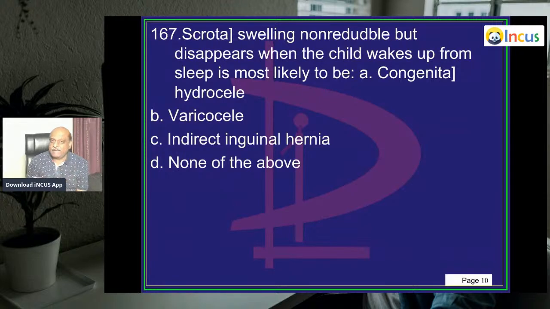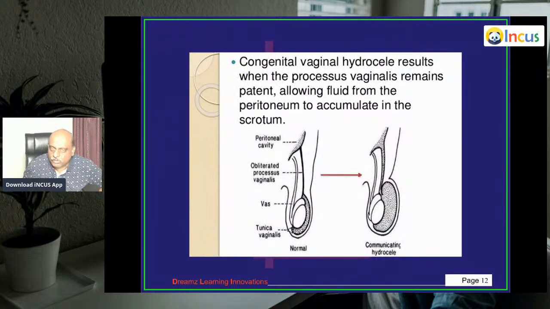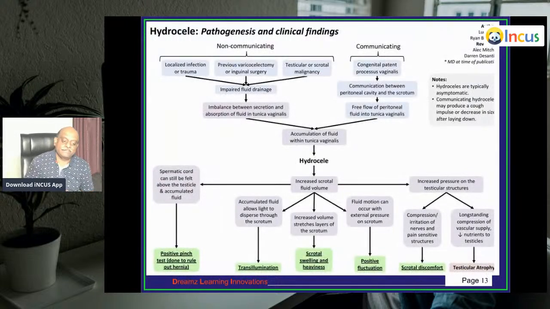A scrotal swelling, non-reducible, but disappears when the child wakes up from sleep, is a congenital hydrocele. So what is congenital hydrocele, doctor? Why does it happen? When the processus vaginalis remains patent, that will allow the fluid from the peritoneum to accumulate in the scrotum.